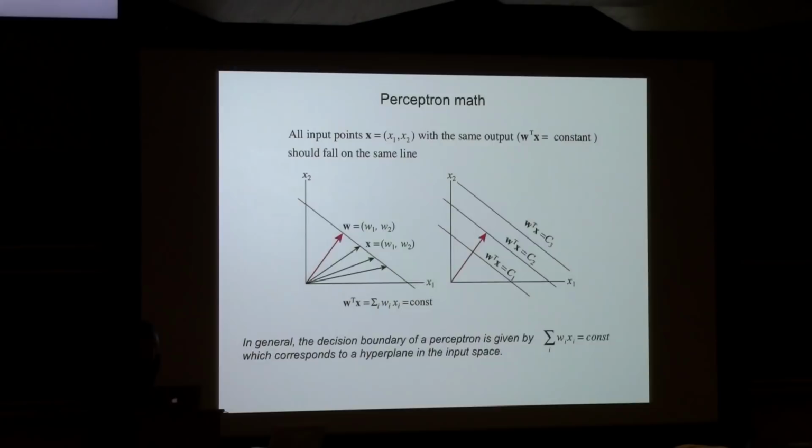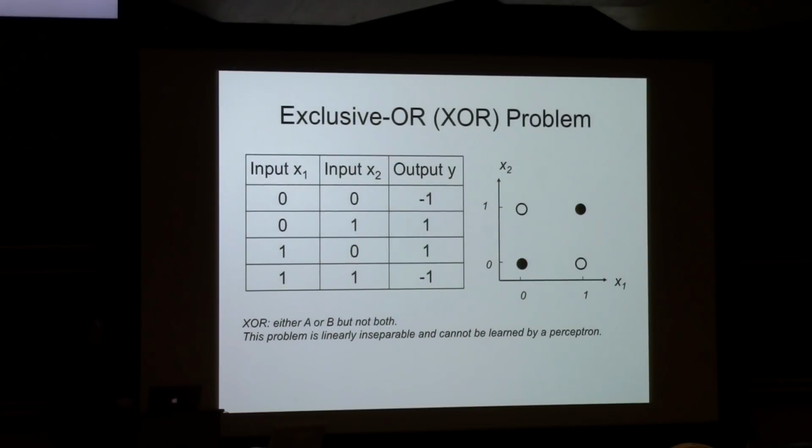I won't elaborate on this. Historically, the perceptron movement was very, very hot in the 1950s. Eventually people stopped paying attention to it because they realized this system is very seriously limited. If you have a problem that is linearly inseparable, meaning two categories of input cannot be separated by a straight line or a hyperplane in a high dimensional space, then the problem cannot be solved.